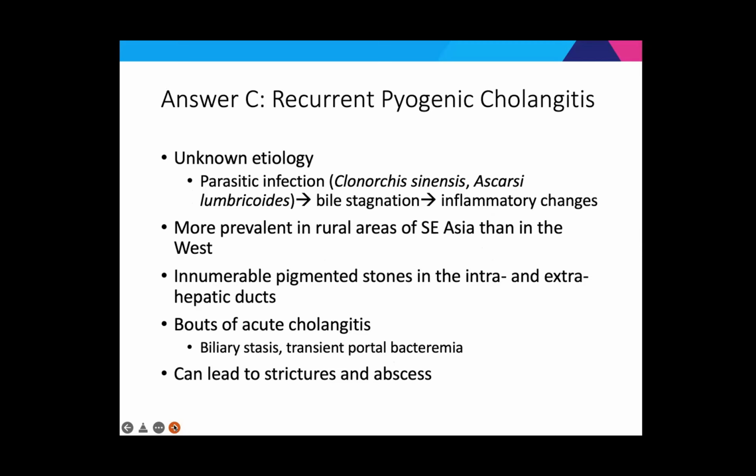in the past that causes biliary stagnation that leads to inflammatory changes and eventually to infections down the line. This condition is more prevalent in the rural areas of Southeast Asia than in the West. It's characterized by innumerable pigmented stones in the intra and extrahepatic ducts, and it causes intermittent episodes of acute cholangitis, again because of the biliary stasis, and that causes transient bacteremia. Over time, when you have recurrent cholangitis, this can lead to strictures and abscesses.